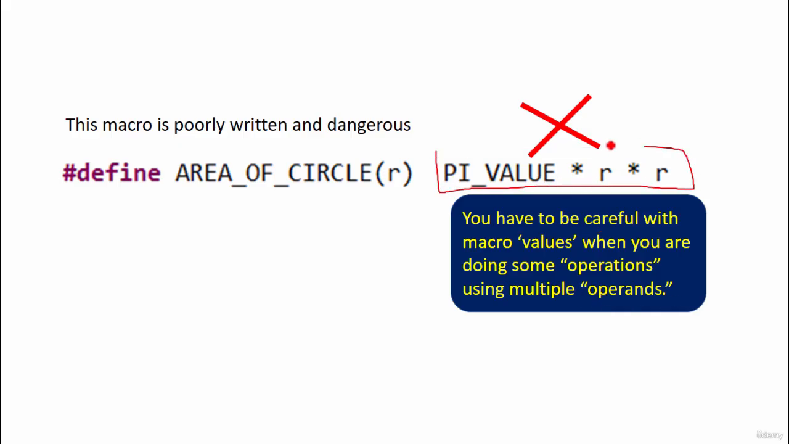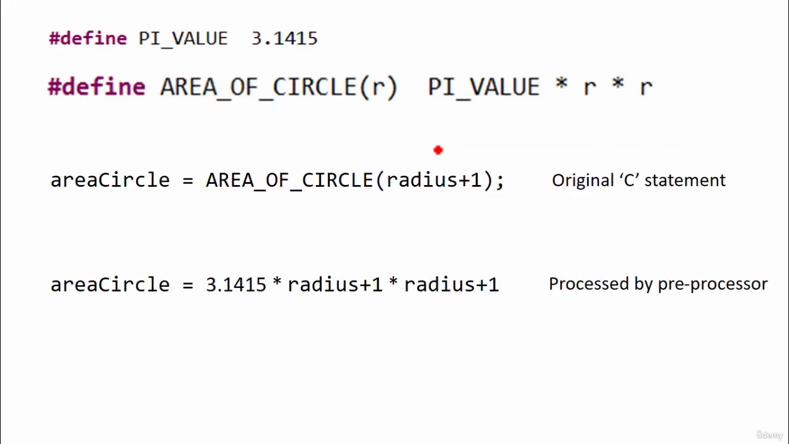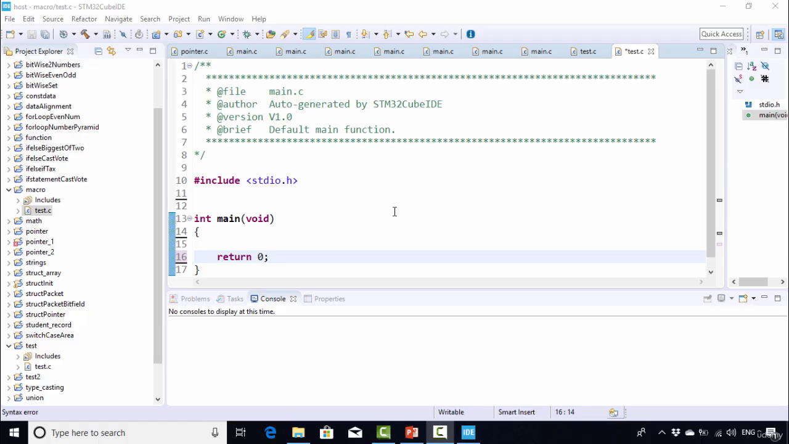Consider this value. This value is a combination of operators and operands, right? When the value is a combination of operands and operators, you have to be careful. You should not write something like this. What is the solution then? Before I talk about the solution, let's see why it is bad. We'll write one small piece of code to understand why exactly this is poorly written and how it is dangerous. So let's implement a small code.